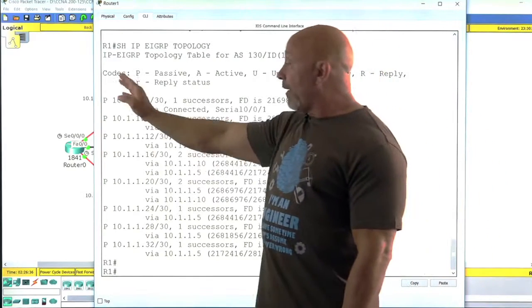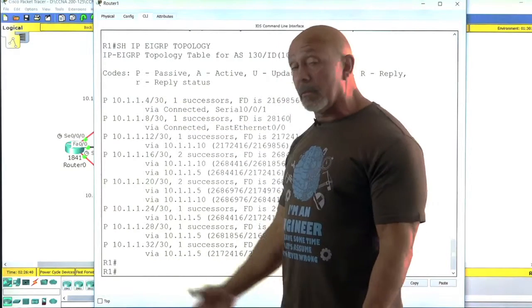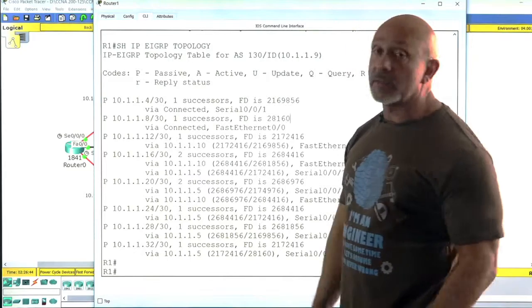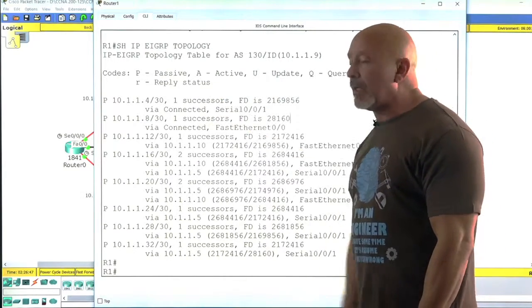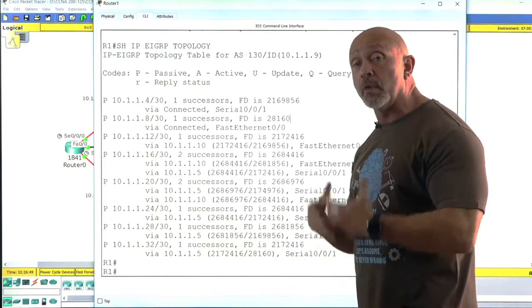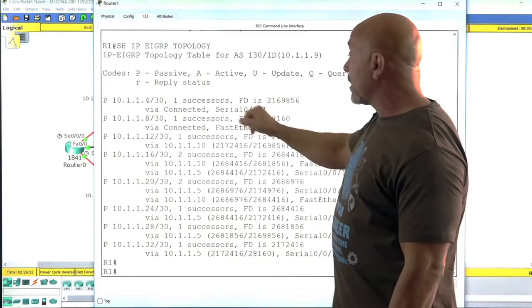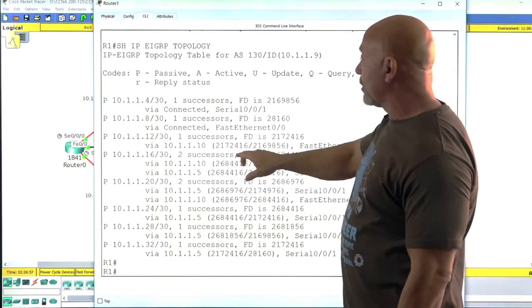You can see that on the left-hand side, by each network that the router has learned, there is a passive, and that is good. We want to see that. We want to see that there are P's because that means it has converged. We know about that network. Now, where you say it has one successor, one successor, one successor, two successors.